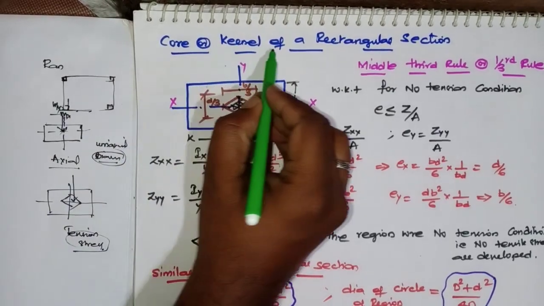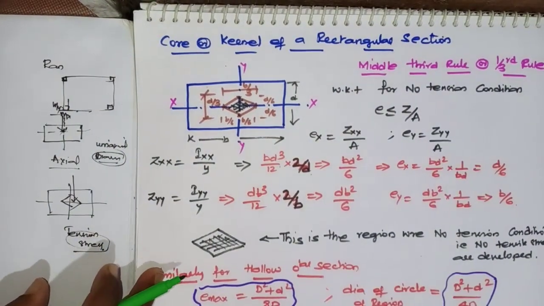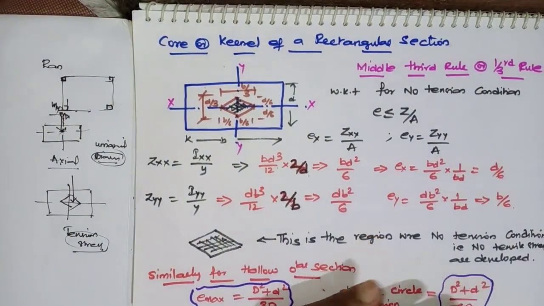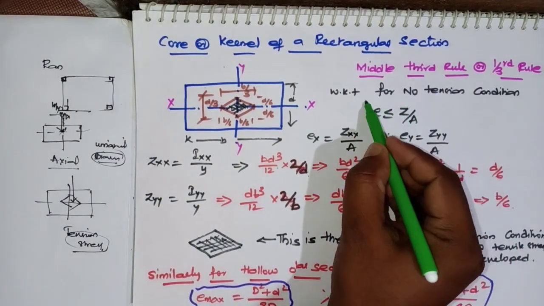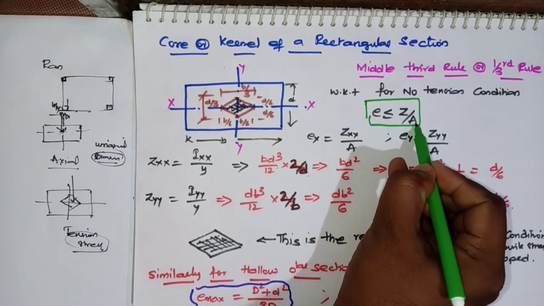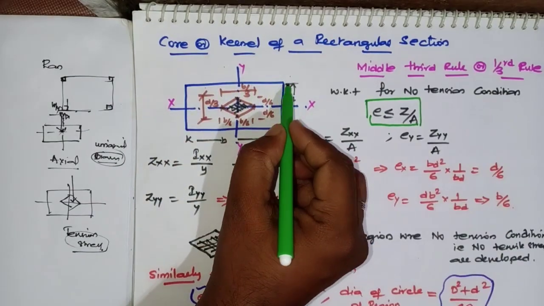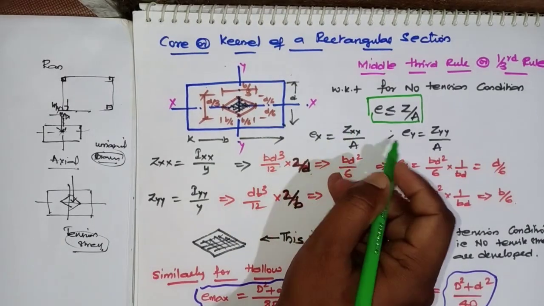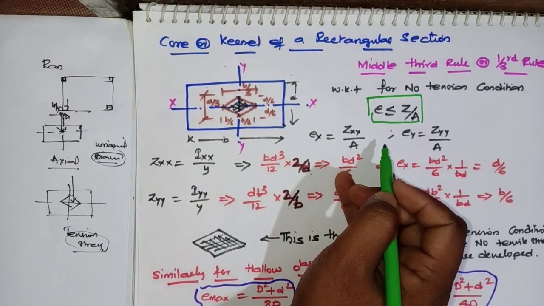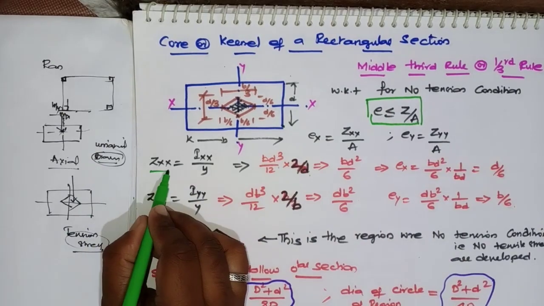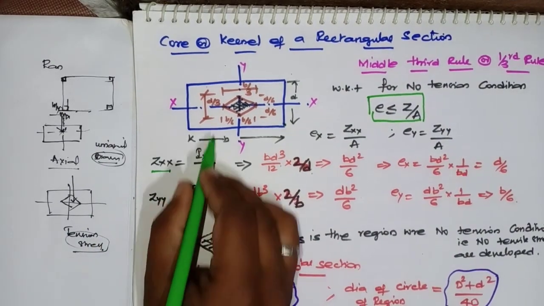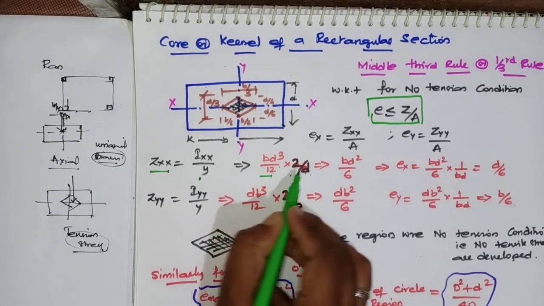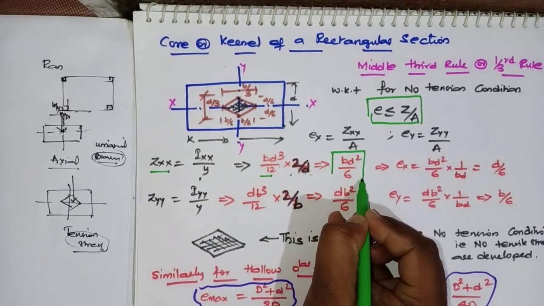Next, core or kernel of a rectangular section. Here we call it the middle third rule, or one-third rule. Again, we know that for the no tension condition, e should be less than or equal to Z by A. But because the section has length and width, that is length B and width D, you will have Zxx and Zyy separately. First you calculate Zxx, that is Ixx by y. Ixx is B D cube by 12, into 1 by y, where y is D by 2. So you will get B D square by 6.